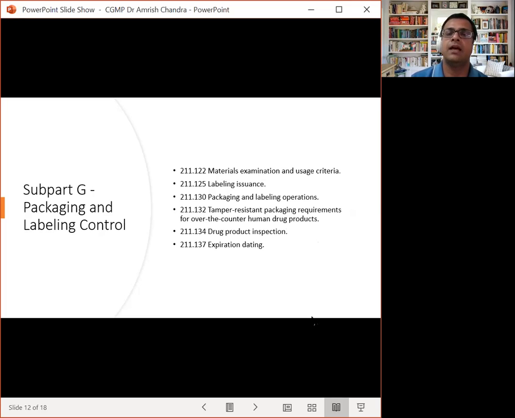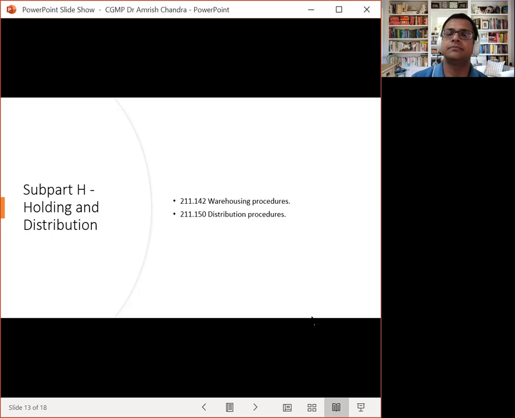Subpart G deals with packaging and labeling controls: material examination and usage criteria, how the labeling should be issued, packaging and labeling operations and how they are to be carried out, tamper-resistant packaging requirements for over-the-counter human drug products, drug product inspection, and expiration dating. These are the guidelines under Subpart G.